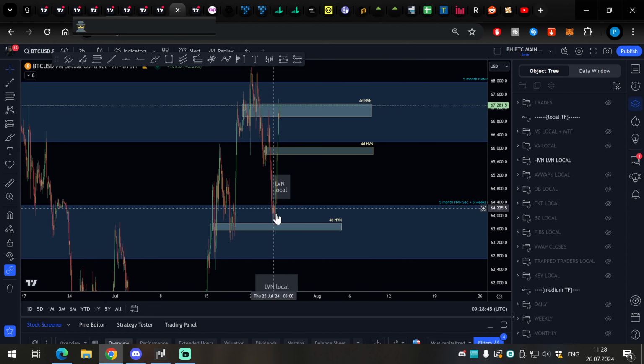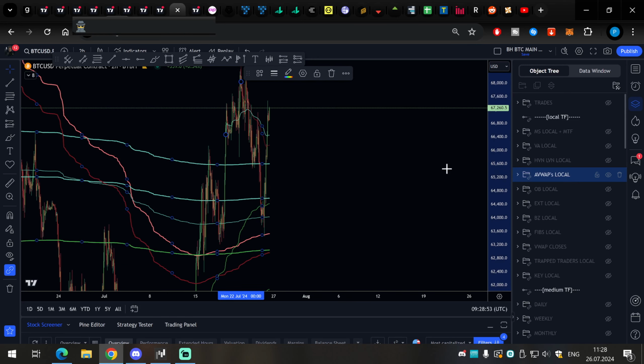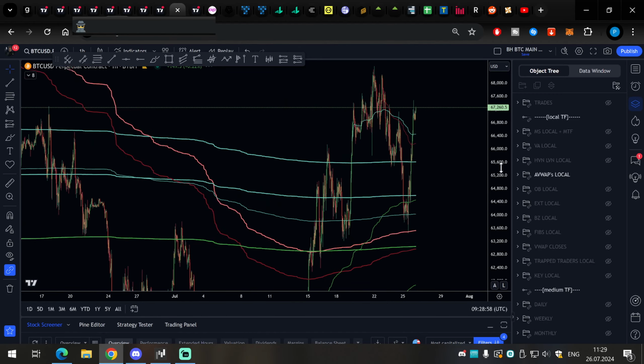So this was in the end travel between high volume nodes, and you see how fast the moves are in between them. Yeah, so the market is very impulsive in between them, super easy. Anchor VWAPs, they were offering us nice clues.